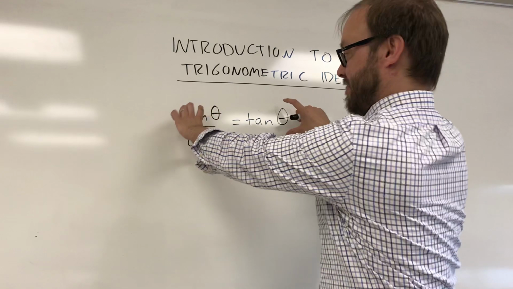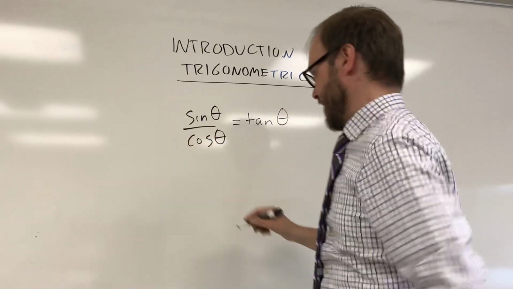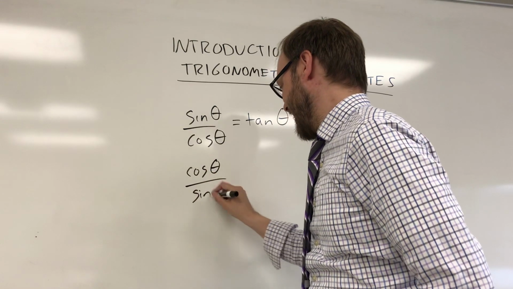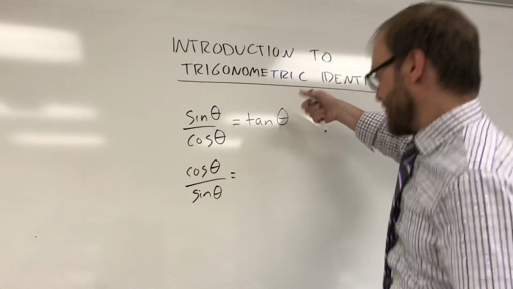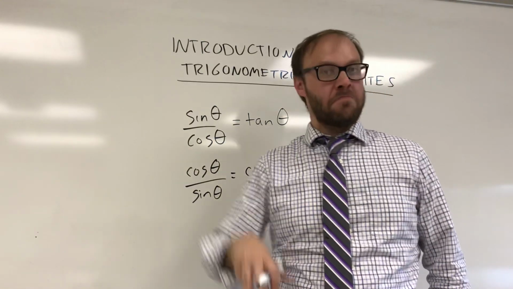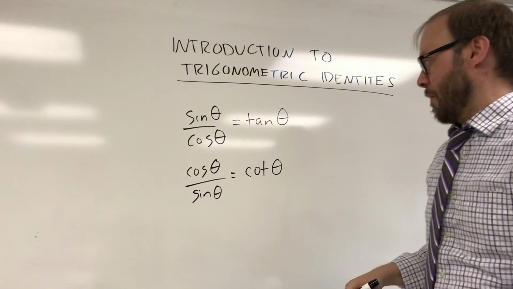For example, if two things are equal, their reciprocals are equal. So I could say that cosine of theta divided by the sine of that same angle is the reciprocal of this. That would be cotangent of theta. That would be a rule that would also be true.